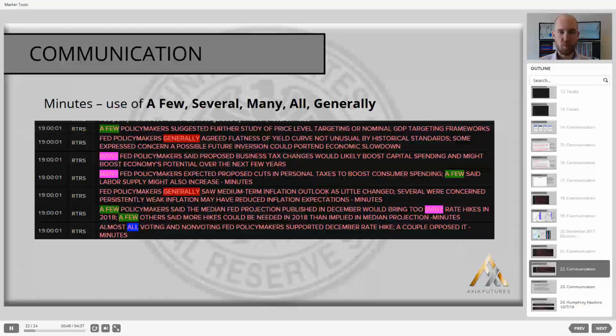Now, where you need to be aware on the minutes is conflicting information. So if you see a few, straight away you can think, well, a few are considering something, but it's perhaps not that majorly important, because it's not going to take many to go the other way. And we see this in that first or the second line. A few felt that the median projections, so they will discuss any staff economic projections, published in December would bring too many rate hikes. However, a few others felt that more hikes could be needed in 2018. So you get these conflicting views.